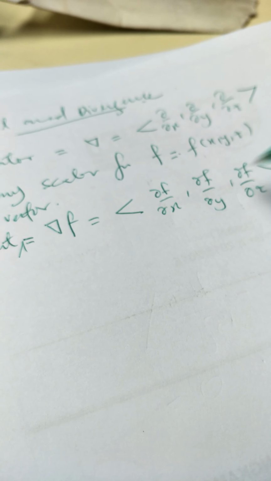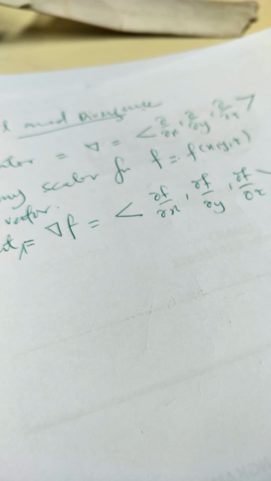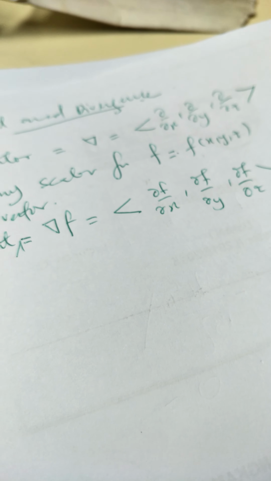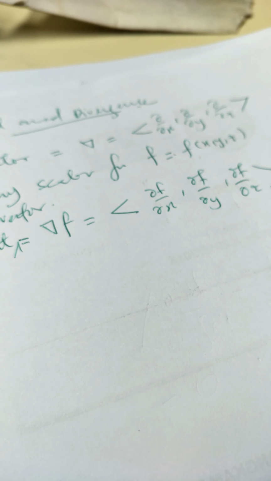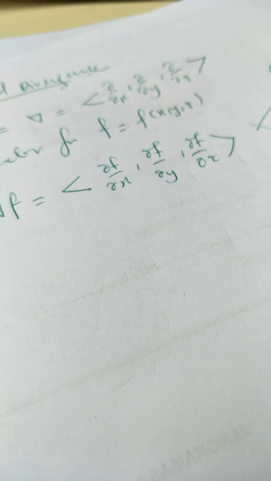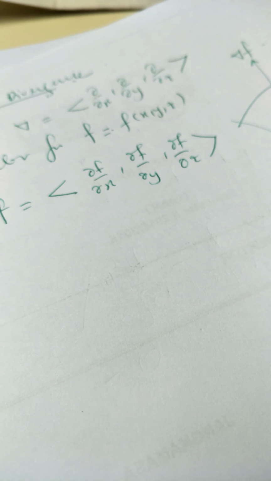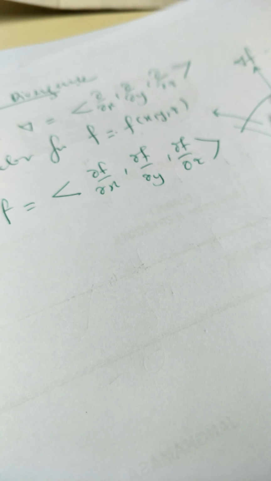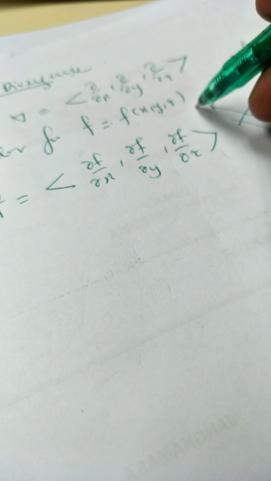Okay, so we have seen in my previous video, if this is a function or surface f of x, y, z, then del f is normal to that surface at any point, and maybe here is the normal to the surface. This is del f.